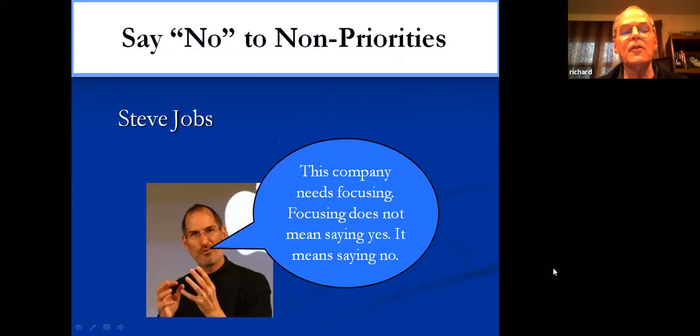Steve Jobs said, this company needs focusing. Focusing does not mean saying yes, it means saying no. And I think my life needs focusing. You know, margin is a lot about focus. It's not hammocks, and it's not being a bum, and it's not stop working or stop trying. It's about focus. Focus on the things that are important and then do those.